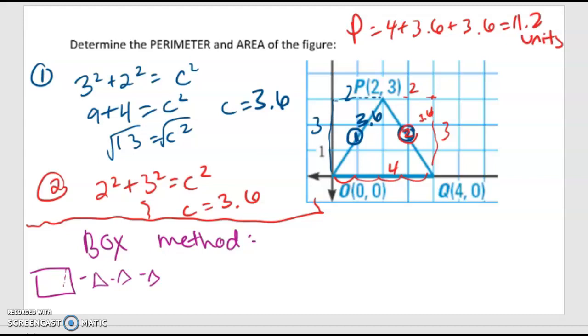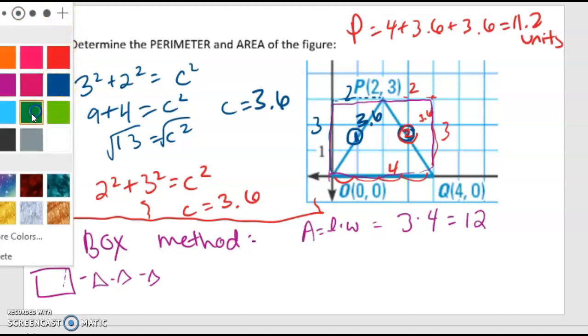So for this one, I've got the length already. And I know that my area of my box is length times width. So the box, the height is 3 and the width is 4. So the area of the entire box, the entire thing within, let's see if I can draw that for you, is 12 units. So it's not 12 units because I want the area of the triangle inside. And I've got 2 triangles within that box.